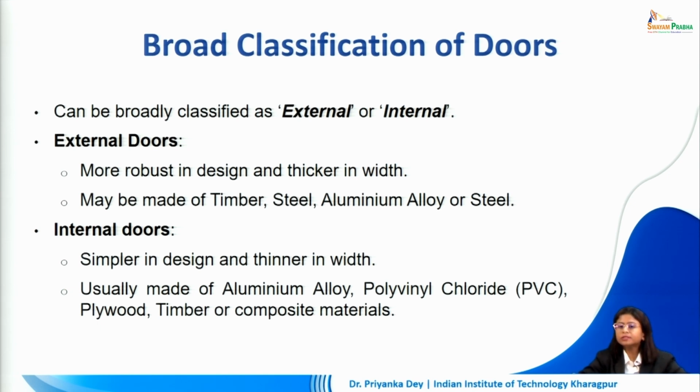Now, internal doors are simpler in design. We do not need a very complicated design or even the same amount of width that we have in the external door. External doors are wider under most circumstances than internal doors. So, these simpler, thinner width doors can be used on the inside of the house. They are usually made up of aluminium alloy, PVC, plywood, timber or other composite materials.